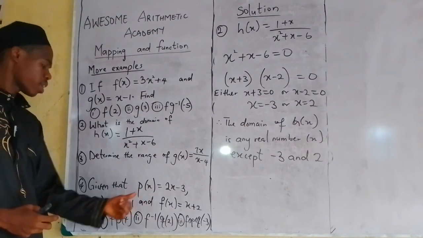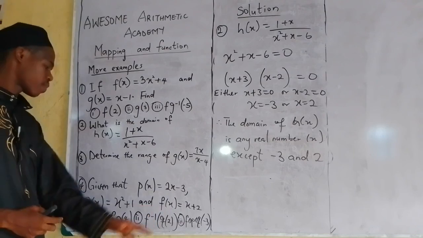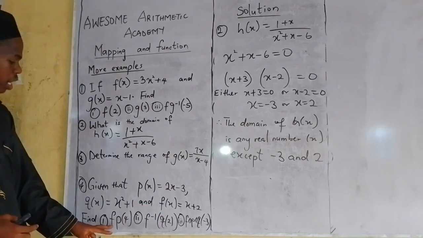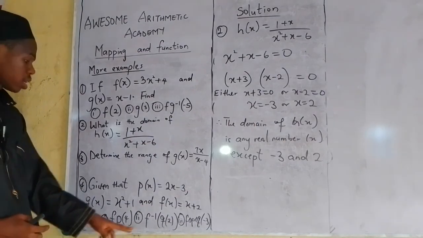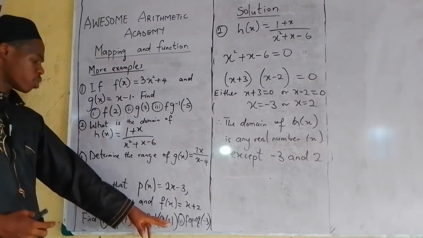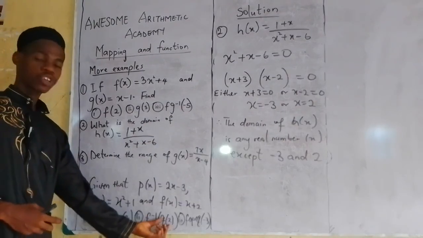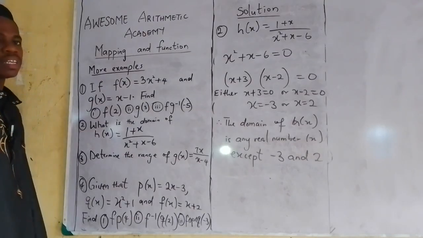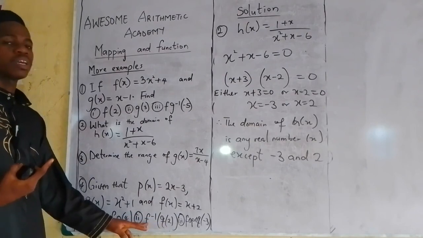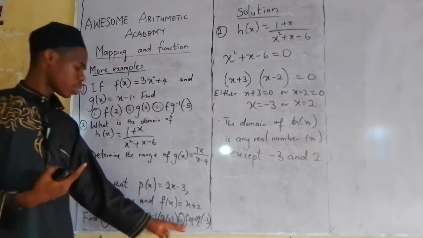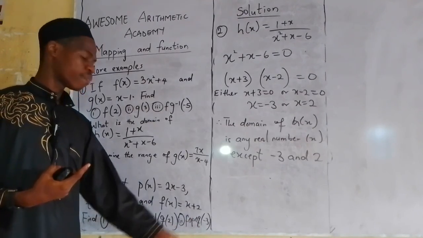Now for this one as well, you have it. You were given P of x, Q of x, and F of x. You were asked to find F of P of 4, just like this. But you are not looking for the inverse here. F inverse of Q of 2. This means you solve Q of 2 first, then find the inverse of F, and then put the value you got for this for the inverse. And then the third one, F of P of Q of -3.